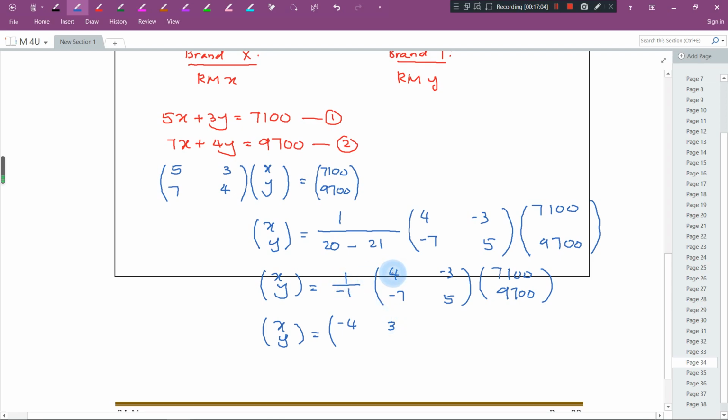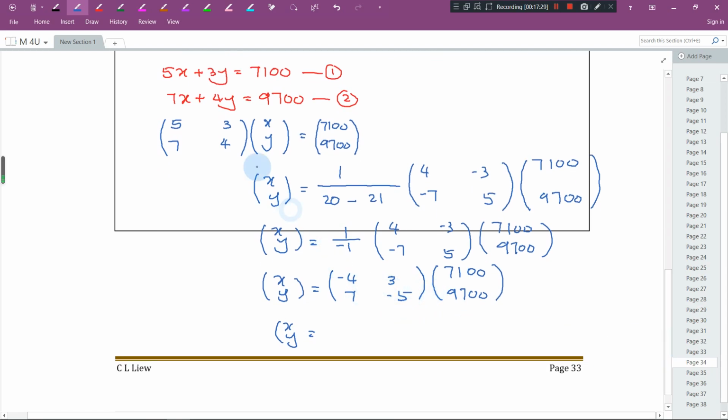Because negative 1 times 4, negative 4. Negative 1 times negative 3, you will get positive 3. Negative 1 times negative 7, you get positive 7. And negative 1 times 5, you will get negative 5. 7100 and 9700. Okay, XY is equal to, now we just do the multiplication between these two matrices.